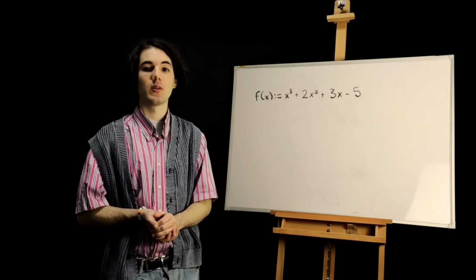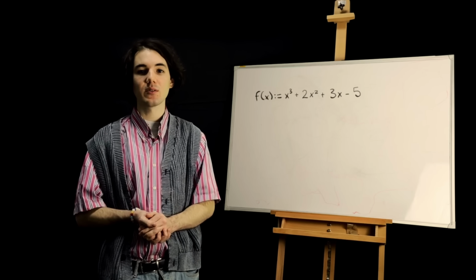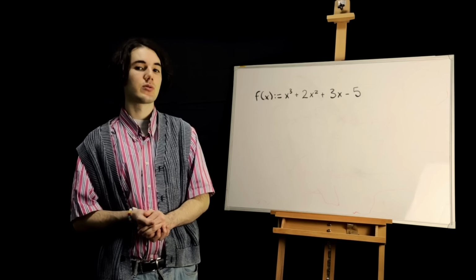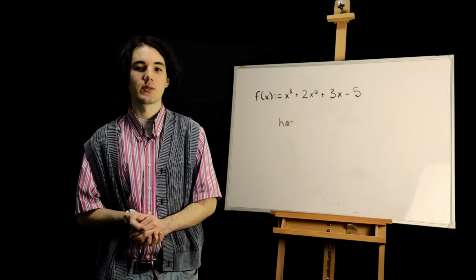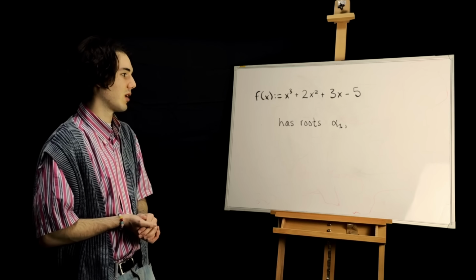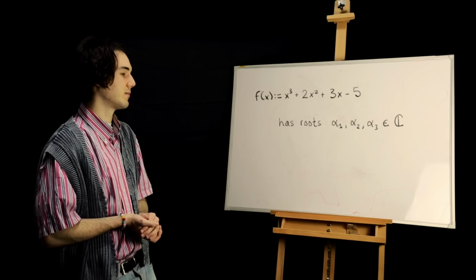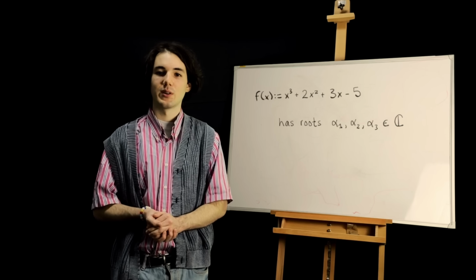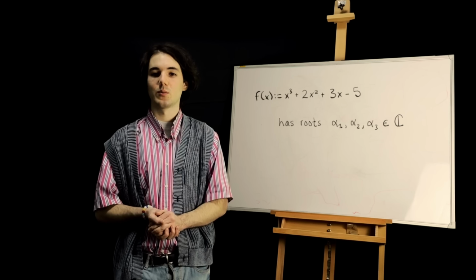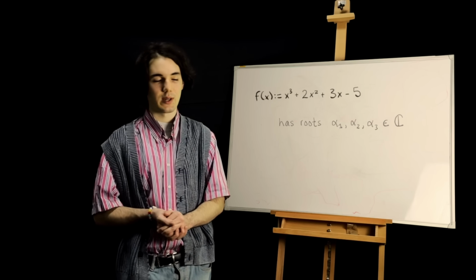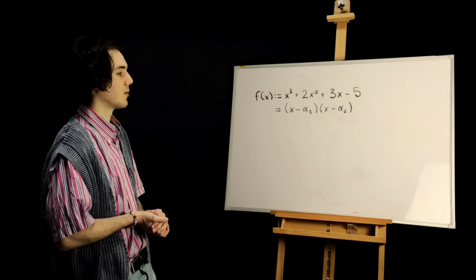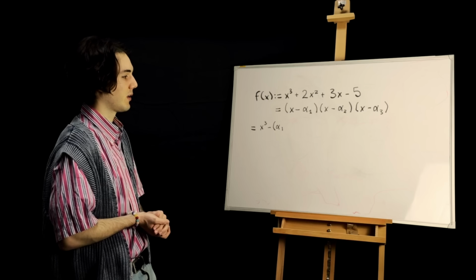So anyway, what can you tell me about the roots of this polynomial? Perhaps the fundamental theorem of algebra comes to mind, which states that this polynomial has exactly three roots over the complex numbers. Let's call them alpha 1, alpha 2, and alpha 3. Now, knowing this, we can write out our polynomial as a product of linear factors. So we have x minus alpha 1 times x minus alpha 2 times x minus alpha 3.